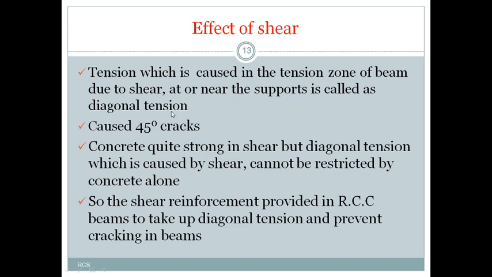And this diagonal tension will cause 45 degree cracks. As we know, concrete is quite strong in shear, but diagonal tension occurs due to the tensile forces, which are due to the shear force. So the shear cannot be restricted by concrete alone. That's why, to restrict the shear cracks, we should provide shear reinforcement in the beam.